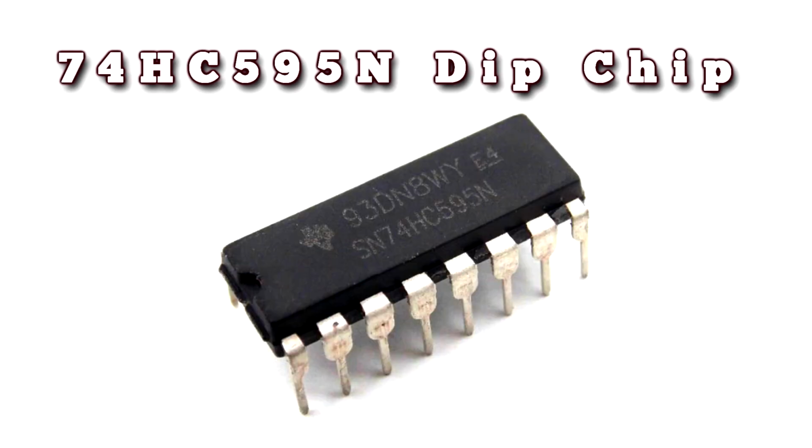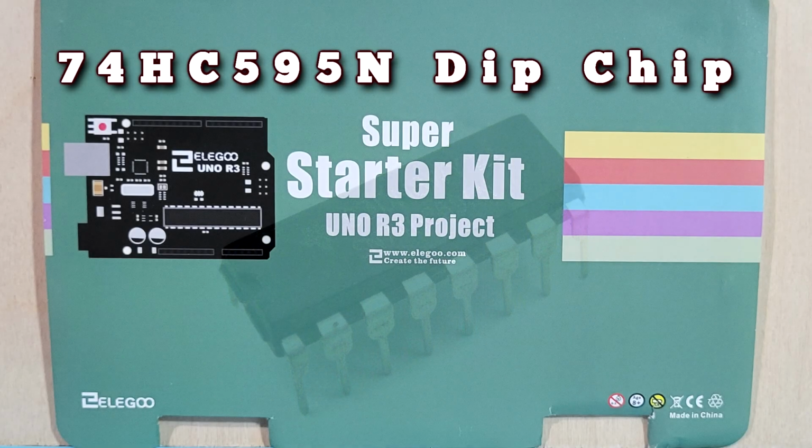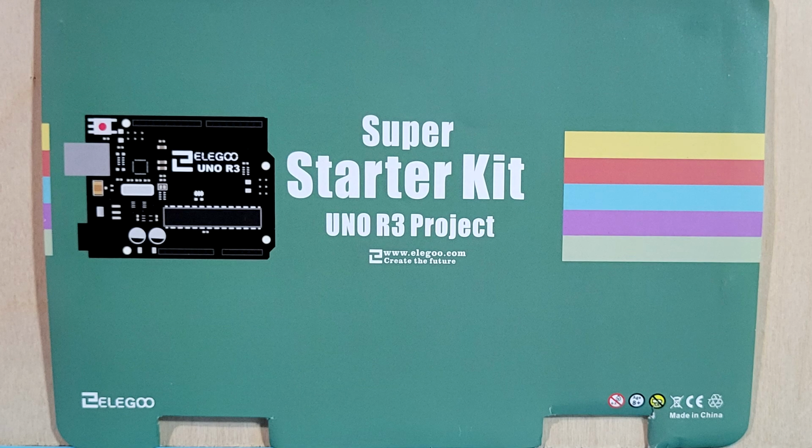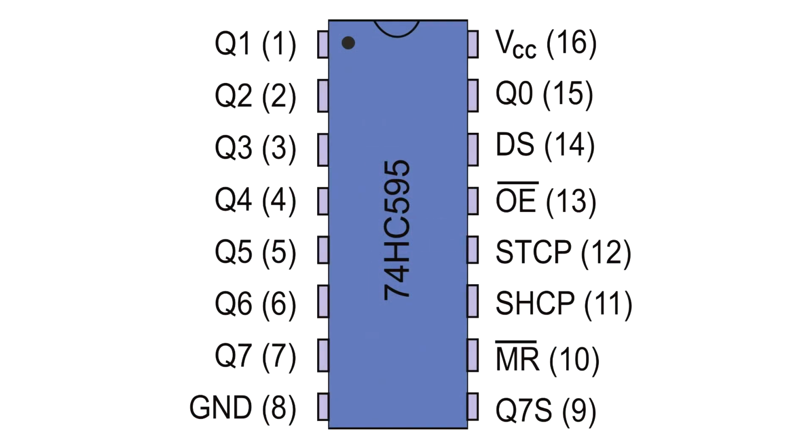There are many shift registers available on the market. The one we're using for this project is the 74HC595N dual inline package chip. This chip is included in the Elegoo Super Starter Kit Uno R3 project and most other starter kits available on the market. Let's take a look at the pinout for this chip.